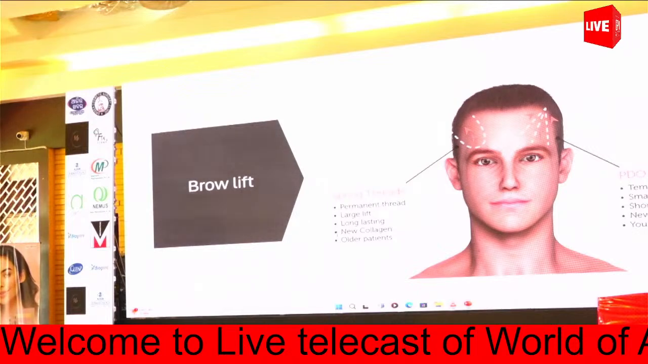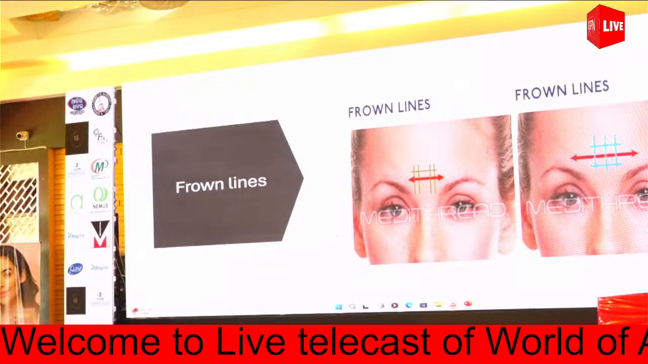The other option is the absorbable threads, which are temporary threads, where we need a small lift and short lasting. It also acts for new collagen formation, and younger patients are the prime candidates for this.